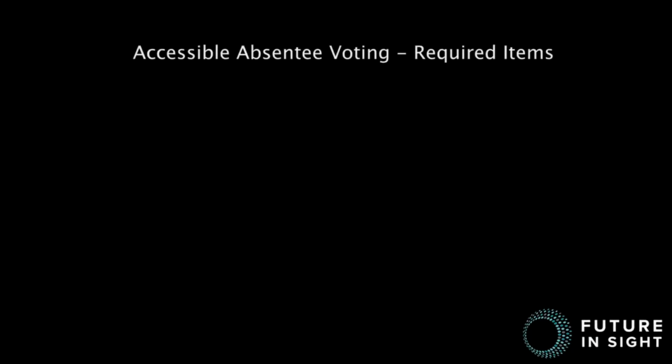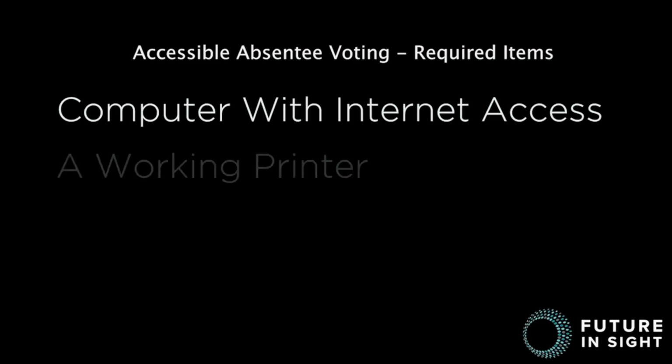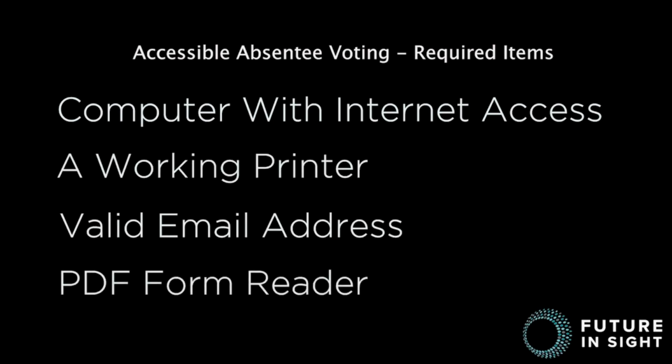Before we begin, it's worth pointing out what you will need in order to be able to request and vote by accessible electronic absentee ballot. You will need a computer with internet access, a printer, a valid email address, and because the form you'll be filling out is a PDF, you will want to be sure that your browser allows you to fill out PDF forms or that you have downloaded a free PDF reader such as Adobe Acrobat Reader.